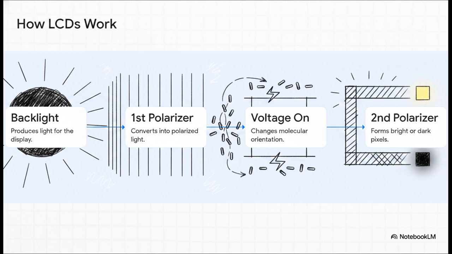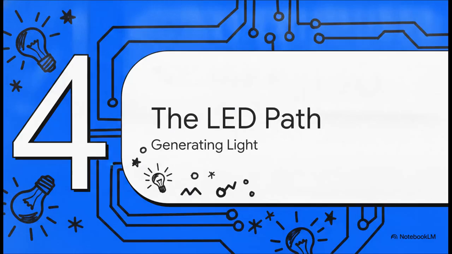So, by simply toggling that voltage on and off, we completely control whether the light perfectly aligns with that final polarizer. If it aligns, boom, light passes through and you get a bright pixel. If it doesn't align, the light is blocked, giving you a dark pixel. The liquid crystals are literally acting as microscopic, high-speed optical shutters. Which brings us to a totally different approach in Section 4, the LED path.